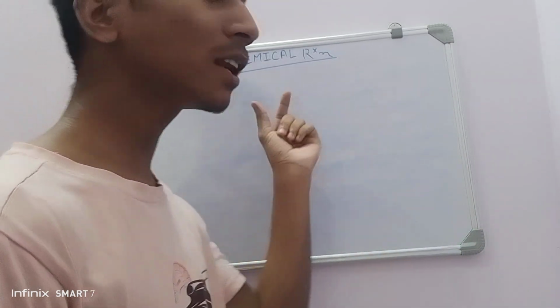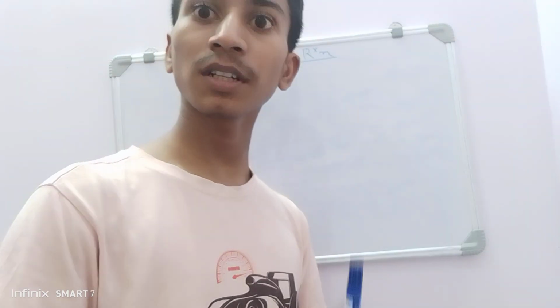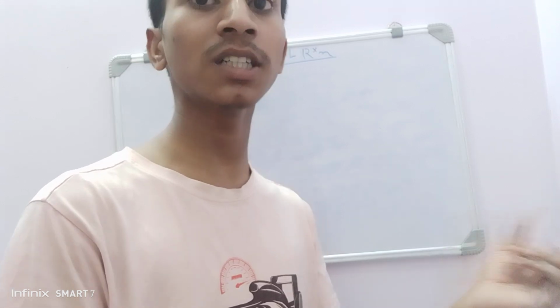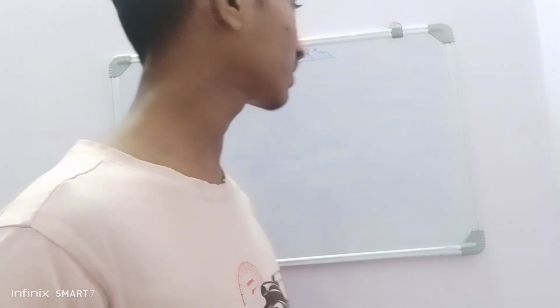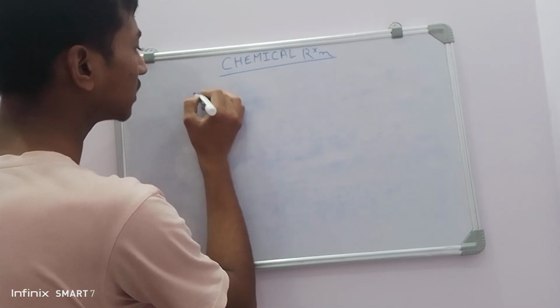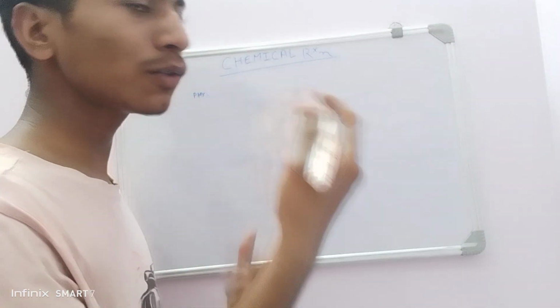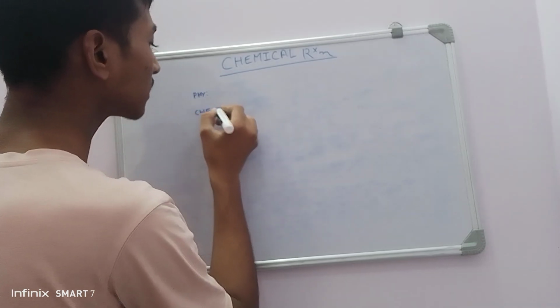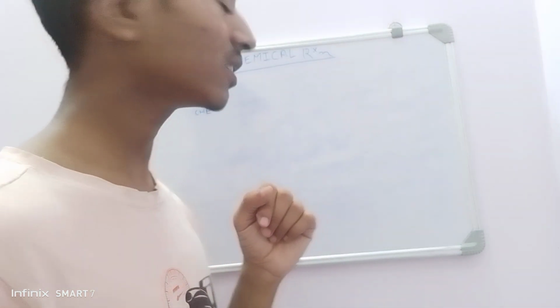So for this I am going to teach you chemical reactions and equations, in which I am going to talk about the types of reaction, physical reaction and chemical reaction, and the properties through which you understand whether it is a chemical reaction or a physical reaction. So starting with physical changes. What is the meaning of physical changes and chemical changes? We have to understand the meaning of physical changes.